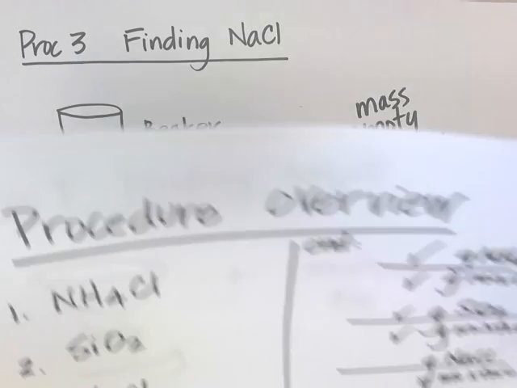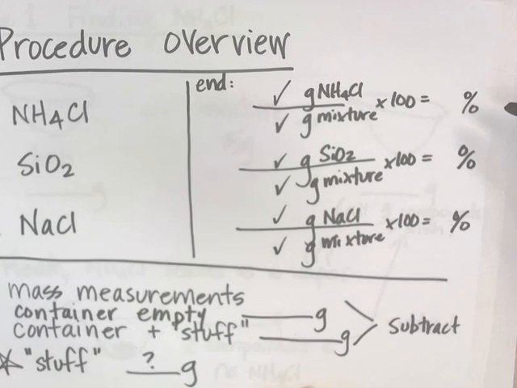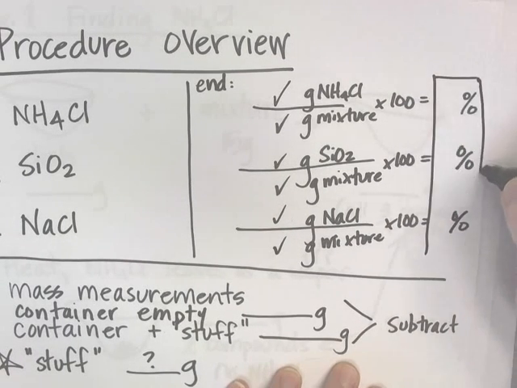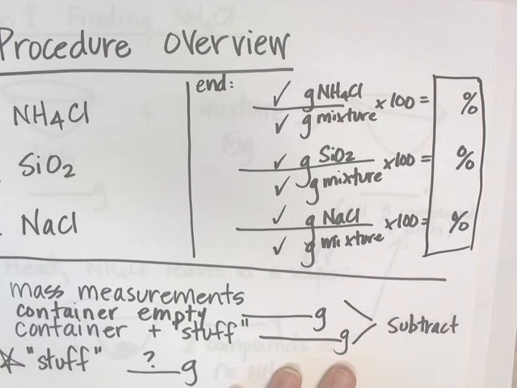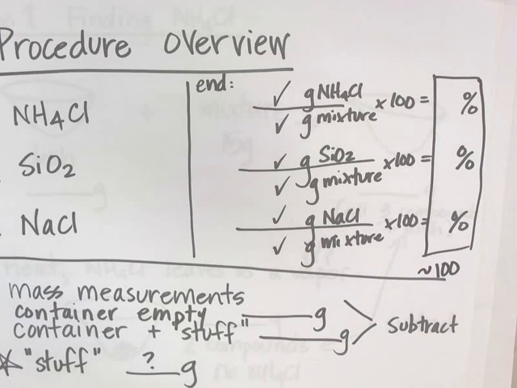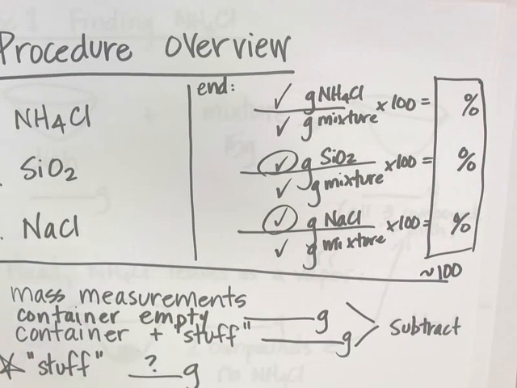Another way to check your work to see if it seems reasonable is to take a look at your percentages. Upon completion of all the calculations, if your data here is very good, then you should be able to sum together your percentages and get very close to 100%. If you get something very, very high, that might indicate that you have an error in one of your masses.